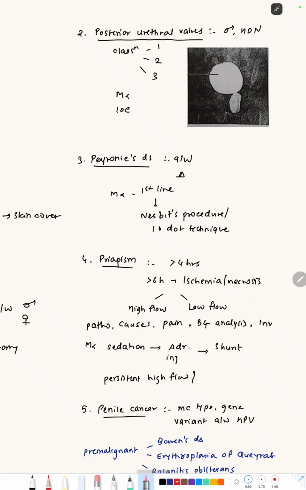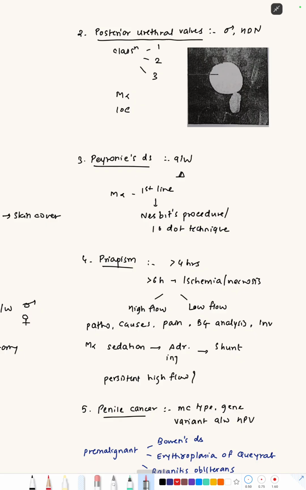Then the causes of high flow are going to be secondary to trauma, a pathological injection, or any spinal injury or anesthesia. Then the low flow. Its causes can occur in children due to scorpion bite, then sickle cell anemia or leukemia. The low flow is associated with pain. Then on blood gas analysis, in high flow, because it is arterial blood, oxygenation will be seen. Here, in low flow, deoxygenated blood is seen.